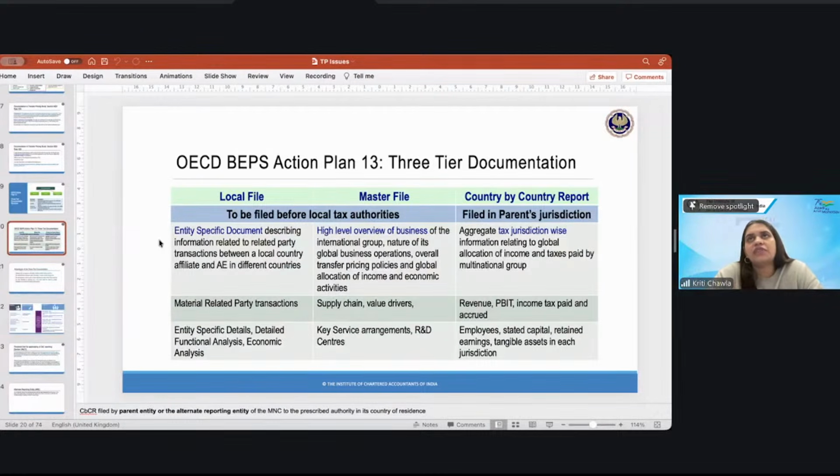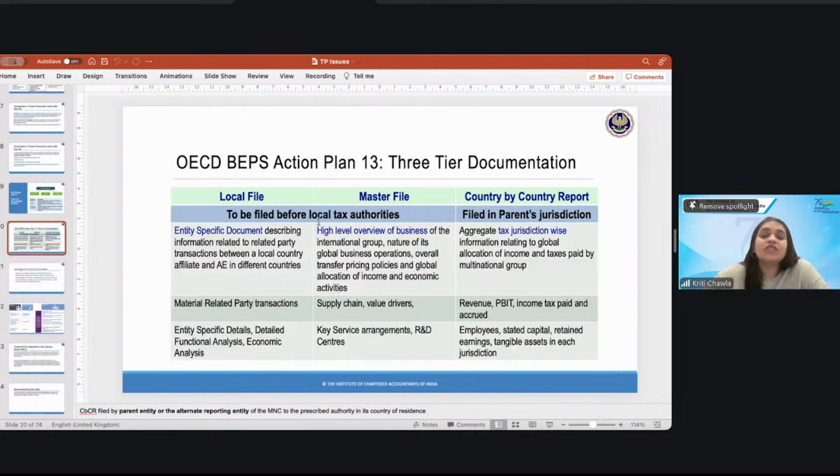So this is one file that has to be maintained, and it has to be maintained by all the entities in the group separately. So India has its own local file, China its own local file, Germany its own local file, and UK has its own local file. And every entity will have to file this local file with their local tax authorities. So India will file the local file with Indian tax authorities, and Germany will file the local file with local tax authorities, German tax authorities, etc.